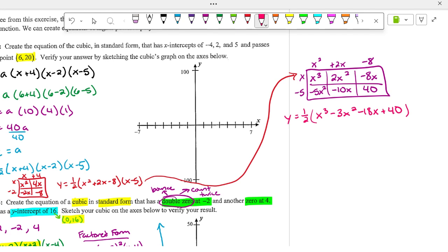Dylan, pick someone to do my last step. All right, David, what's my last step? Distribute the 1/2. Good. So I'm going to distribute the 1/2 to every term. David, what's my final answer? 1/2 x cubed, minus 1.5 or 3/2 x squared, minus 9x, plus 20. Good. So here's my function in standard form.